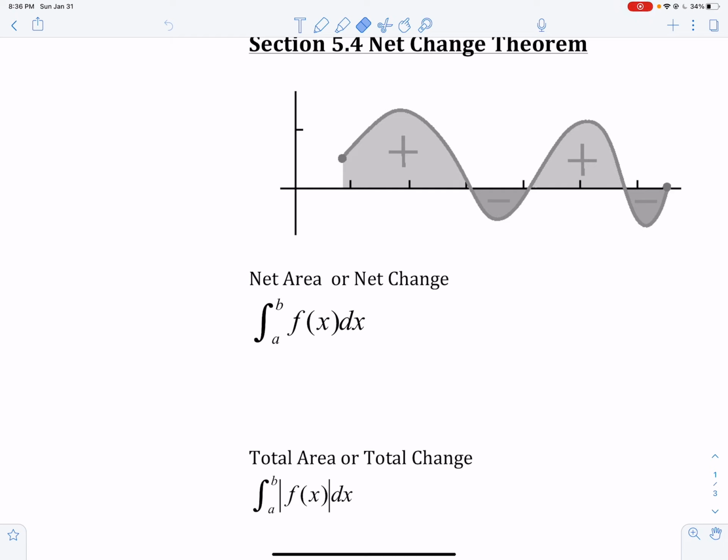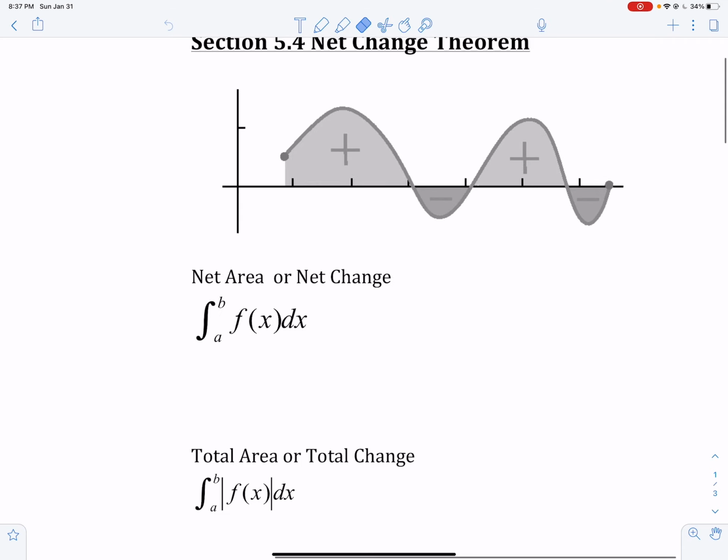And then total area means whichever area is negative, you're going to make that positive, and just set up all the areas as if they were all positive, because you want to see how much area was actually considered.